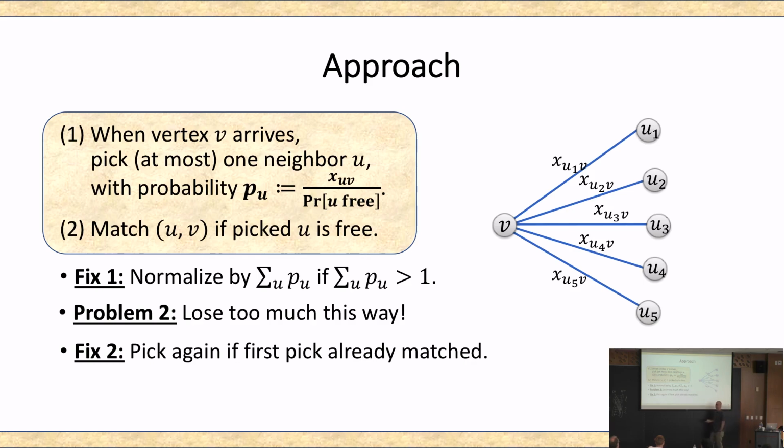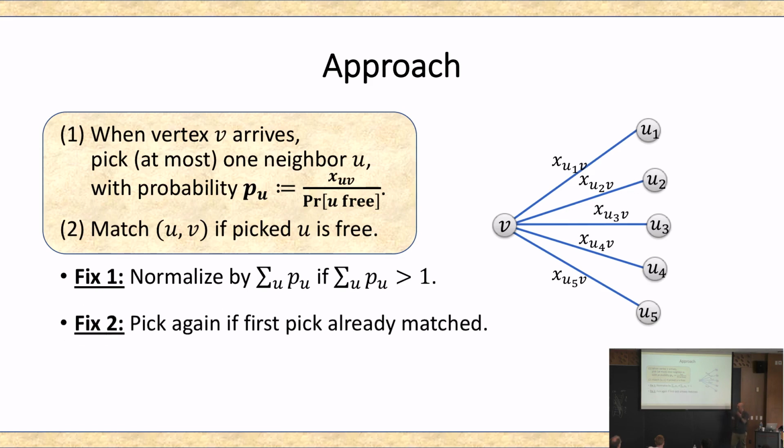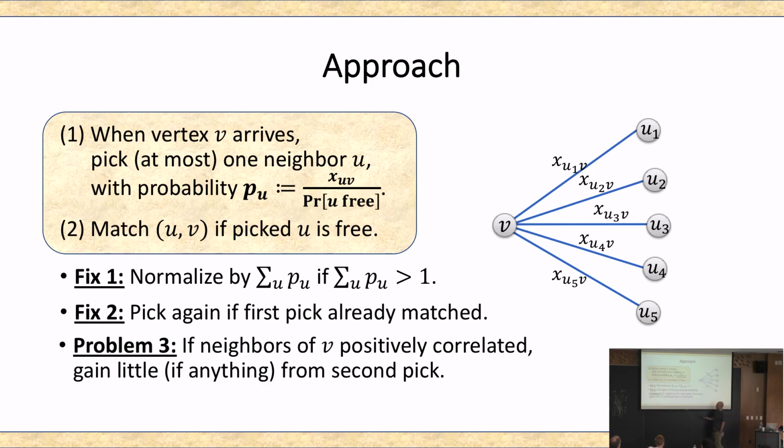You might get unlucky twice. Just to quantify this, or see when this might happen: if the neighbors of V are positively correlated, so the events that they were matched before are positively correlated, then I might not gain anything from the second step. Let me make this a little more concrete. Imagine all the neighbors of V were perfectly positively correlated. So if I tell you that U5 is matched, they're all matched. If I tell you U4 is matched, they're all matched.